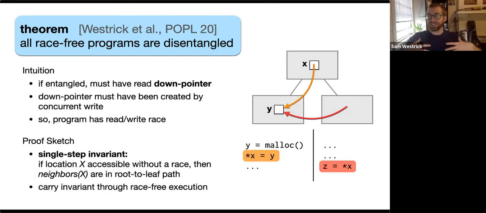Now, that's the intuition that entanglement is only created by races. But the actual proof that race freedom implies disentanglement is a bit more nuanced. We identified this single step invariant, which is really nice. It says that if it's okay for a thread to read from a particular location, then you have this one hop property that anything it points to is also in the root to leaf path. And so then you can carry this single step invariant through a race-free execution and see that you actually have disentanglement the whole time.